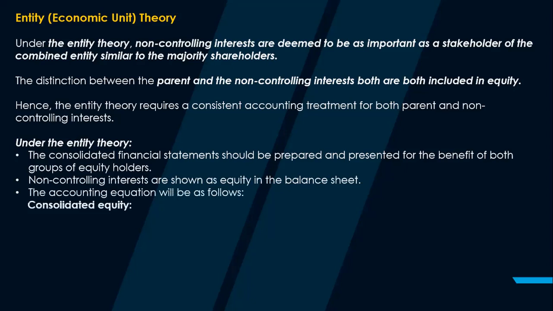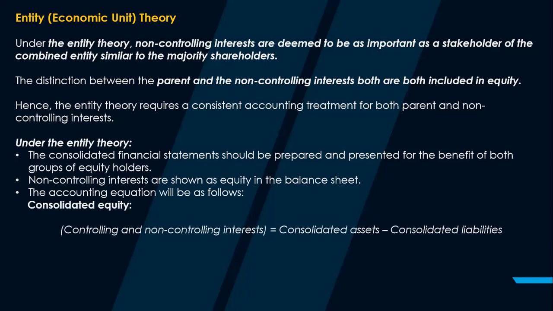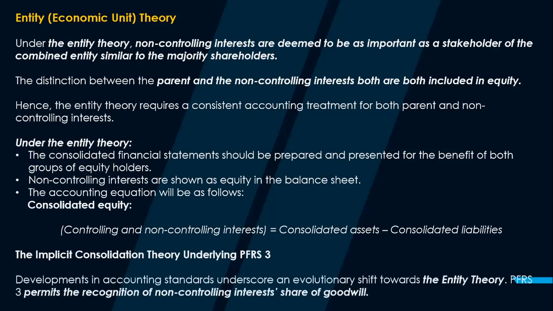The accounting equation will be: consolidated equity, controlling and non-controlling interest, equals consolidated assets minus consolidated liabilities. So for the entity theory, the implicit consolidation theory underlying PFRS 3, developments in accounting standards underscore an evolutionary shift towards entity theory. PFRS 3 permits the recognition of non-controlling interest share of goodwill.